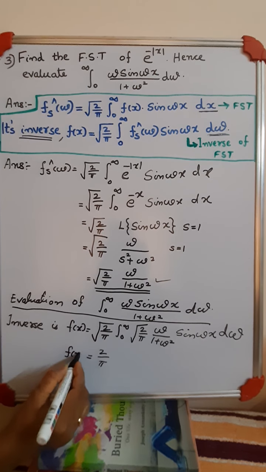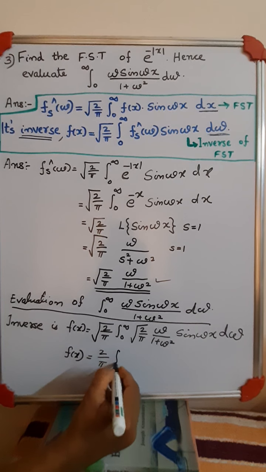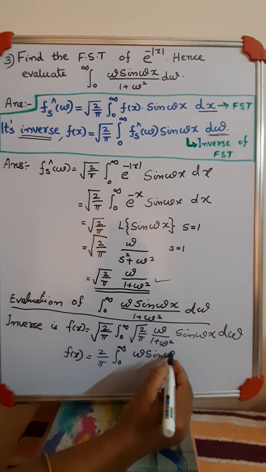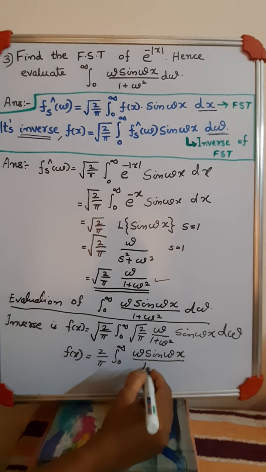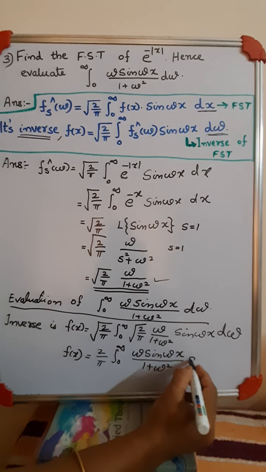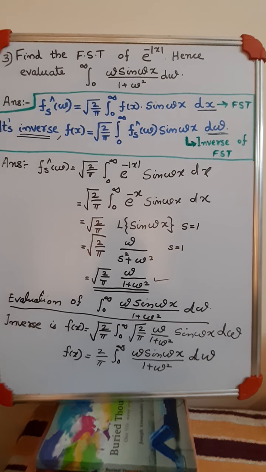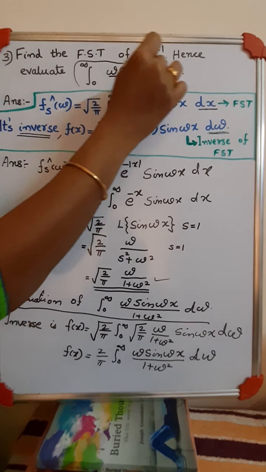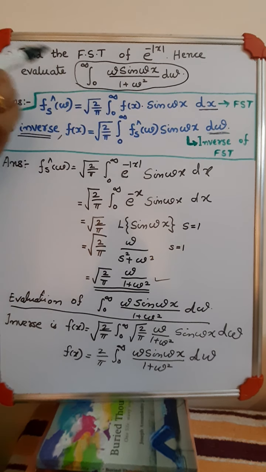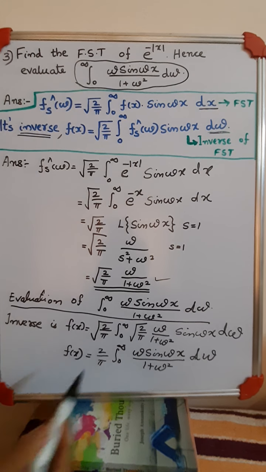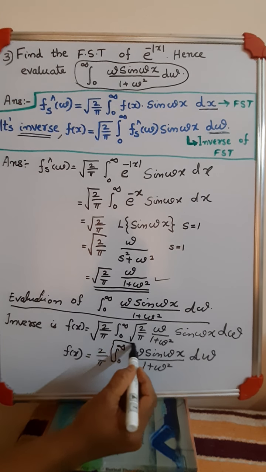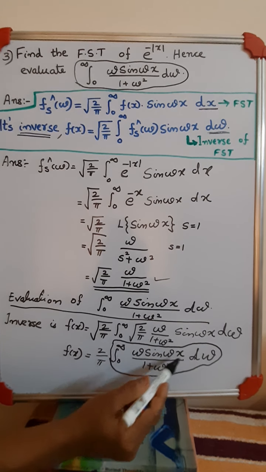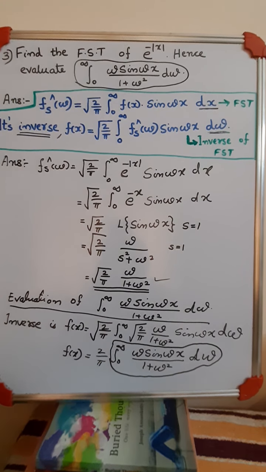f(x) is equal to 2 by pi into integral 0 to infinity omega sin omega x divided by 1 plus omega square d omega. Actually, we got the result. One will have to evaluate integral 0 to infinity omega sin omega x d omega. We have to evaluate the value of this integral, and we got the same integral here using the inverse formula, integral 0 to infinity omega sin omega x by 1 plus omega square d omega.